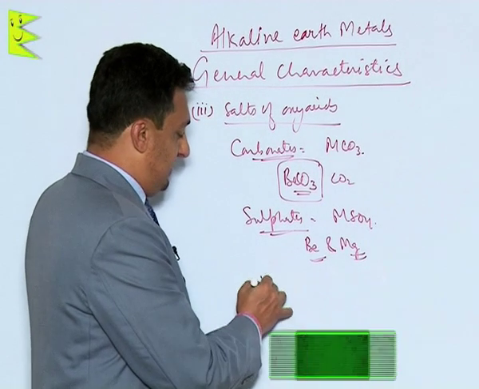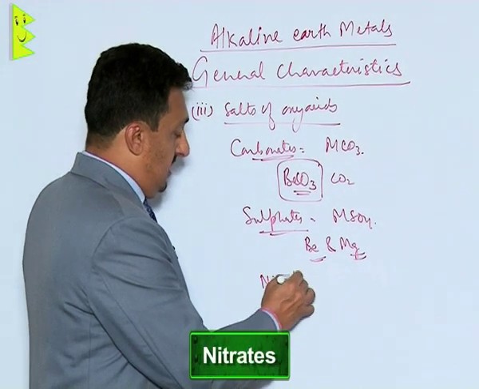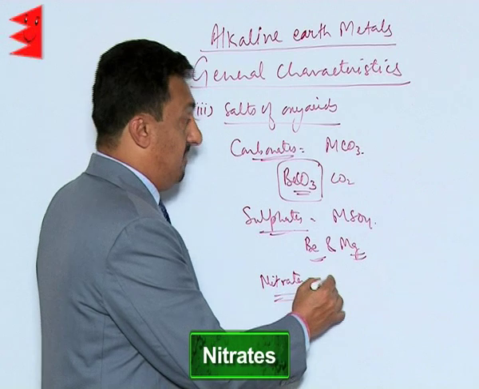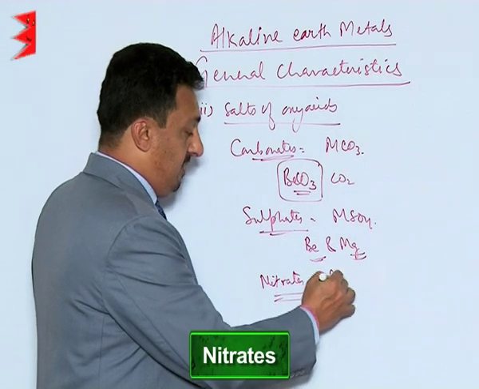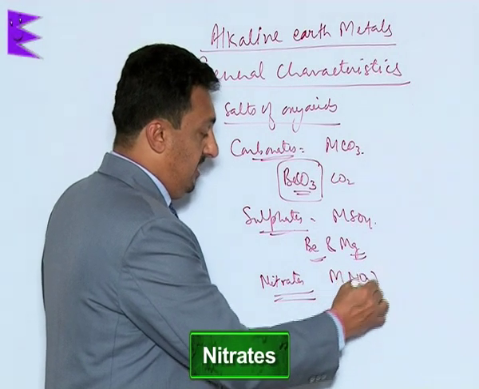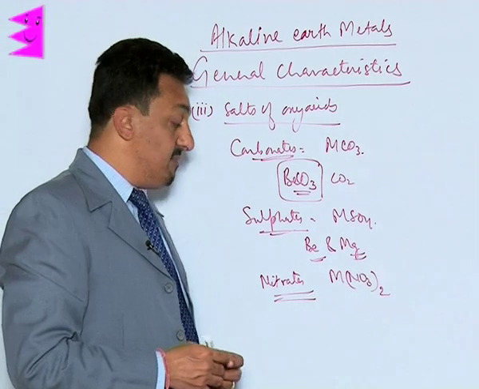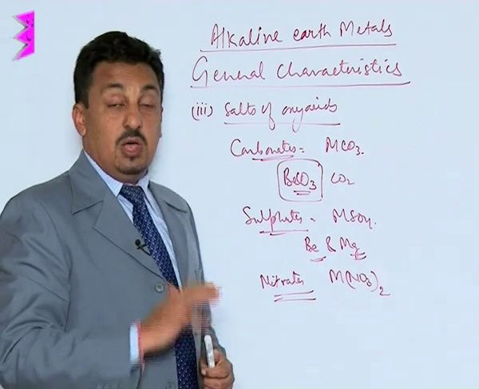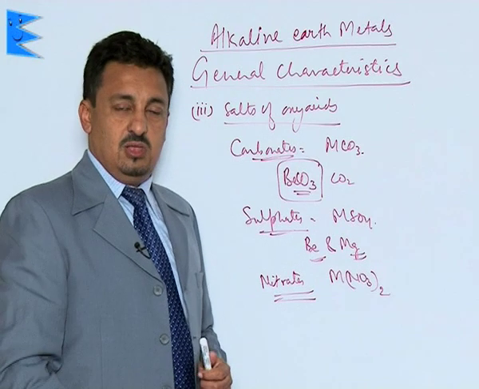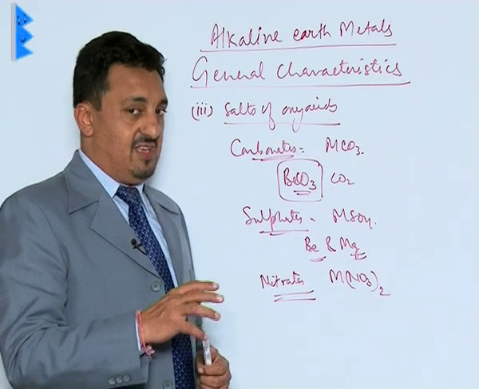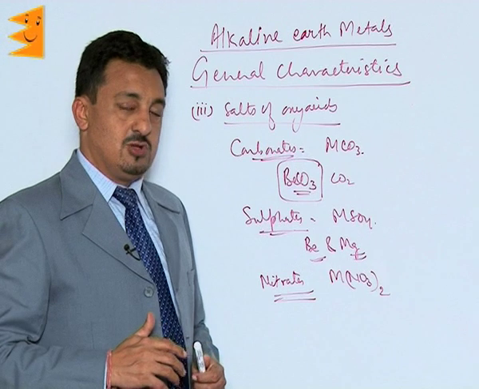Now let us discuss nitrates. The nitrates of these alkaline earth metals have the formula M(NO3)2. All of these alkaline earth metal nitrates are soluble in water. All of these are soluble in water. But if we check their Ksp values, their Ksp decreases down the group.